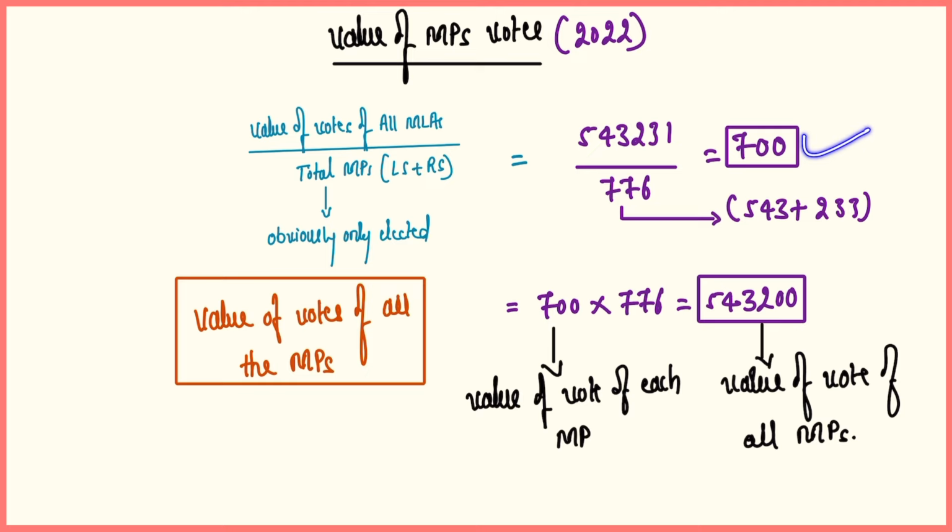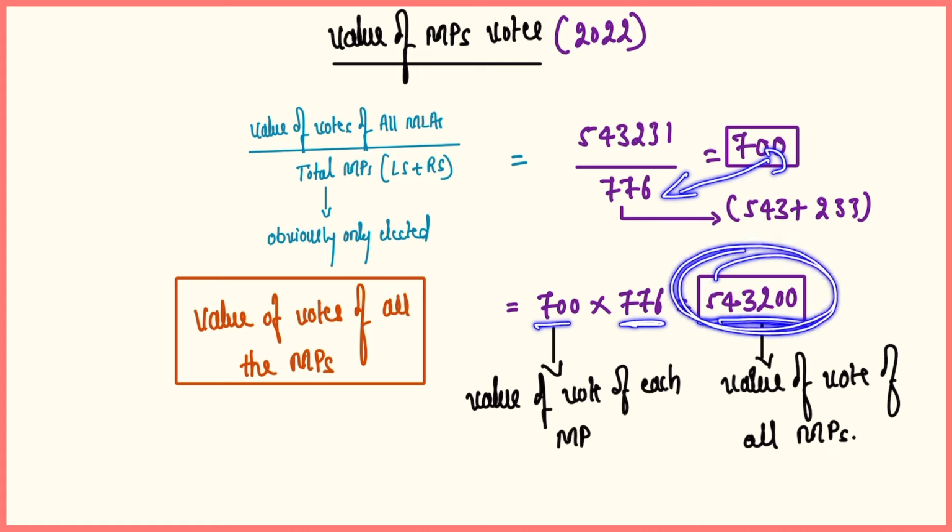Now, after calculating the value of the vote of each MP, it is simple to calculate the value of the vote of all the MPs. 700 is the value of the vote of each MP. Total elected MPs in Lok Sabha and Rajya Sabha are 776. Now just multiply both these, 700 into 776, we get 5,43,200.